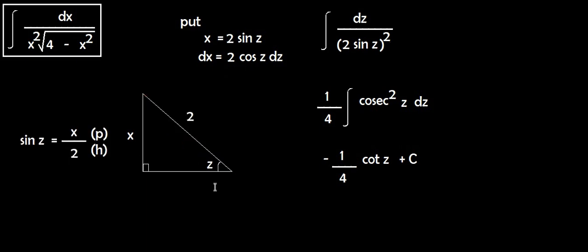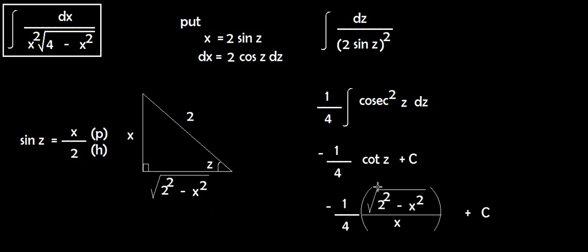By using the Pythagoras theorem, you can find out the other side, and now you can find out the value of cot z from this triangle. Cot z is equal to base upon perpendicular. Now you may replace cot z by under root of 4 minus x square divided by x, because it is base upon perpendicular. Okay, it is the final answer because it is in terms of x.